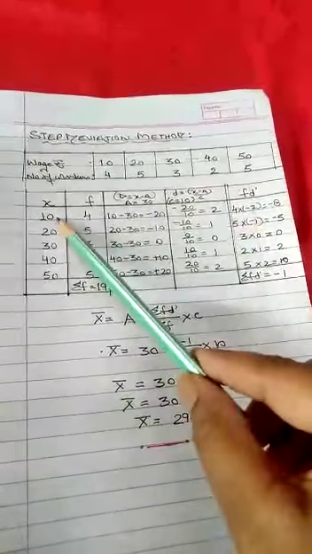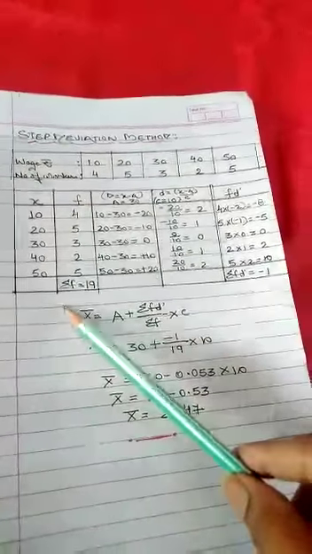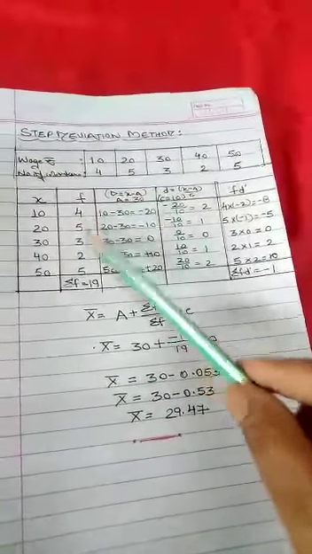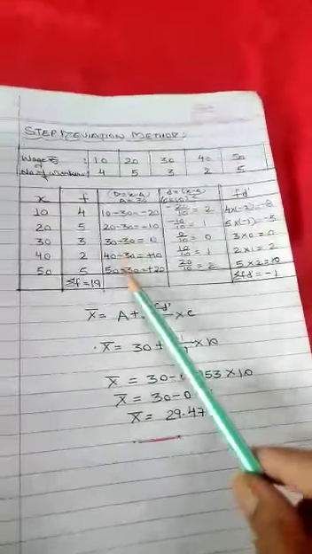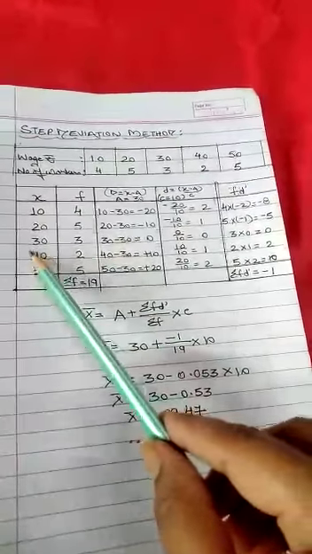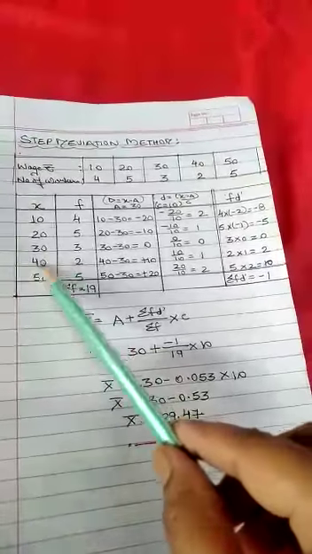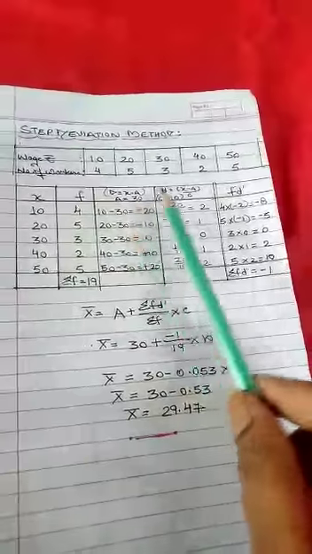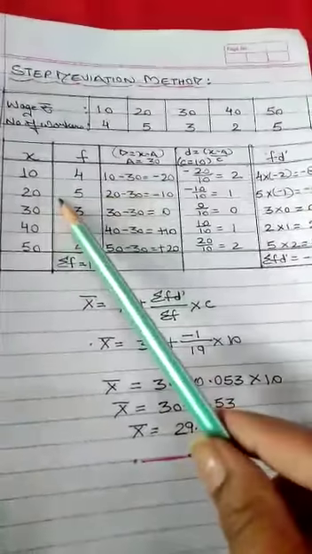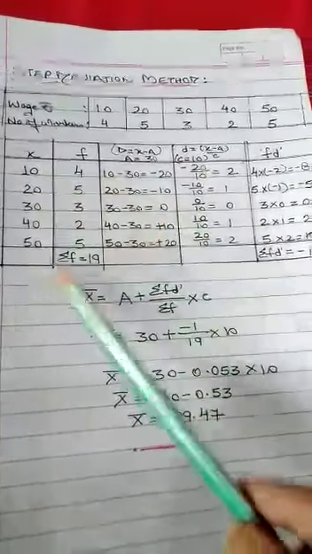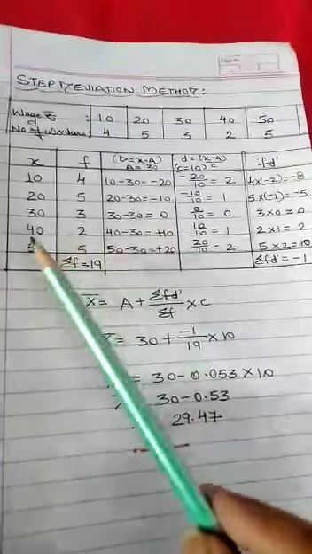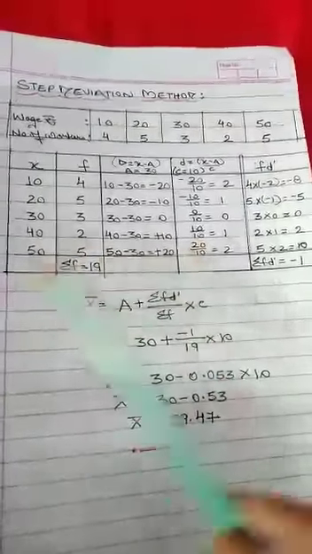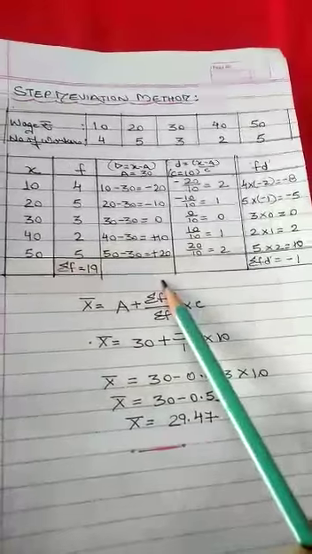So, children, we have written X: 10, 20, 30, 40, 50. Frequency to be as 4, 5, 3, 2, 5. Now deviation, as I told you, we have assumed 30 to be as an assumed number. So what we will be doing? 10 minus 30, that comes to minus 20. Then 20 minus 30, minus 10. Then 30 minus 30, 0. Then 40 minus 30, plus 10. And 50 minus 30, plus 20.